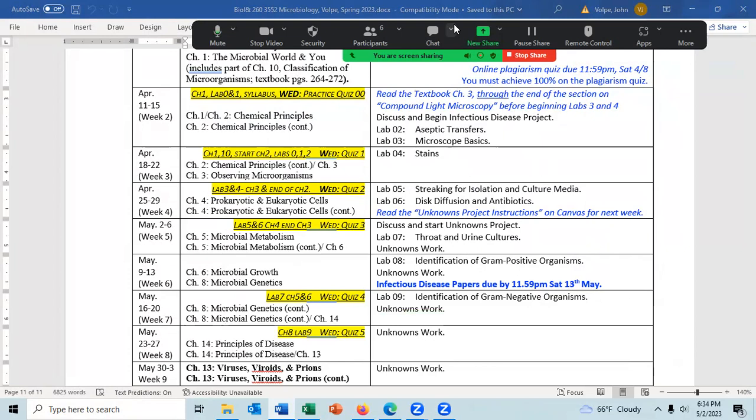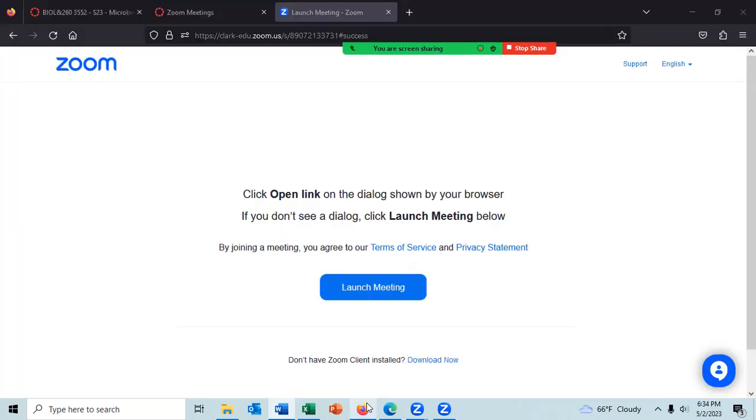Essentially, I'm going to give you a number, and it's going to represent a bacteria species. And let me show you where you can find that.